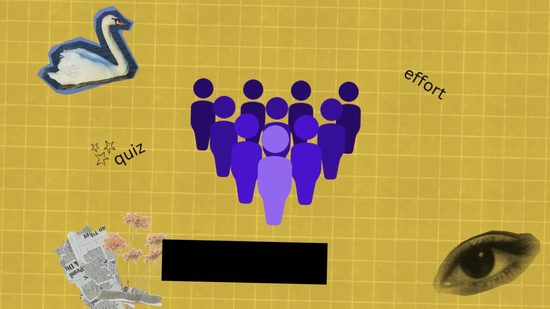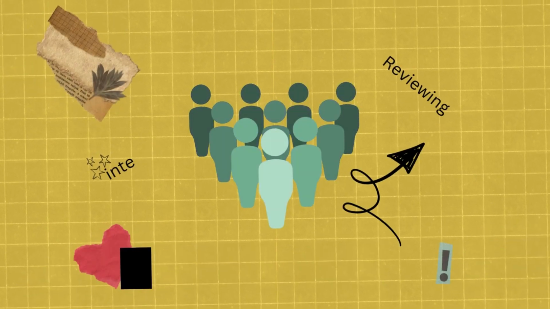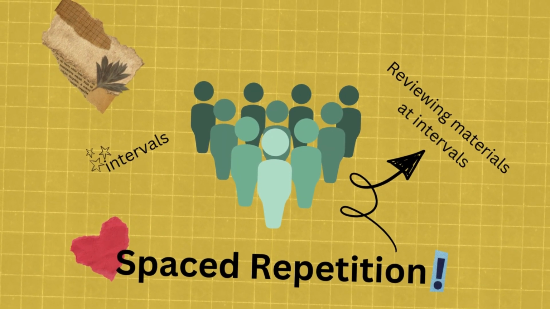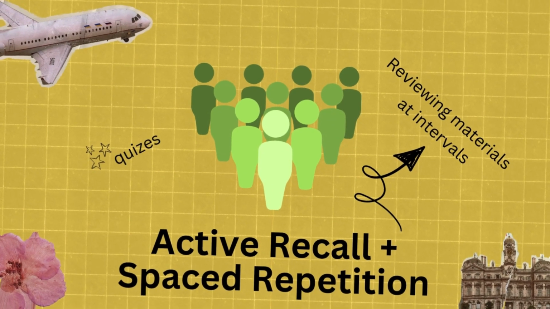Another group used active recall, where they actively tried to remember the information without looking at their notes. The third group used spaced repetition, where they reviewed the materials at increasingly longer intervals. And the fourth group used a combination of active recall and spaced repetition.